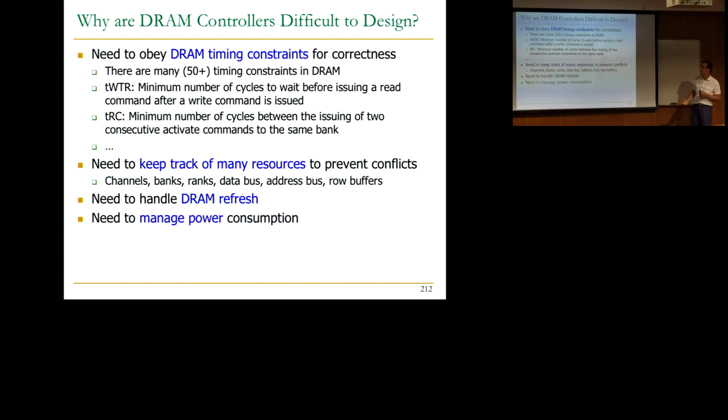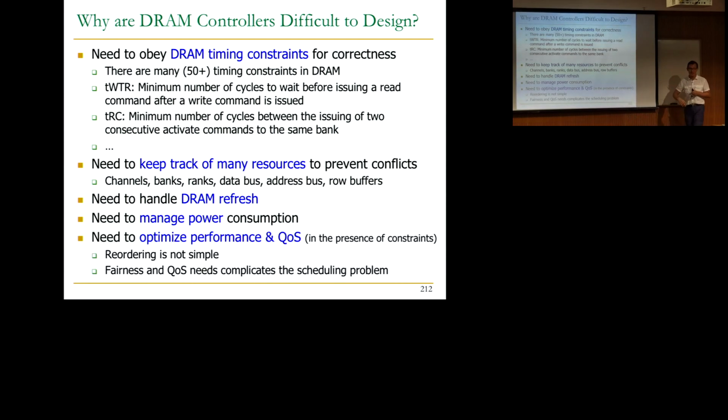You need to handle DRAM refresh, and DRAM refresh has some elasticity today. You can actually delay refreshes by some number of cycles to schedule some reads or writes that may be critical. So handling that is important. You need to manage power consumption, and you need to optimize for performance and quality of service and whatever other metric in the presence of all of these constraints. And reordering is not simple. It's not as easy as we just discussed. And fairness and quality of service needs actually complicate the scheduling problem.